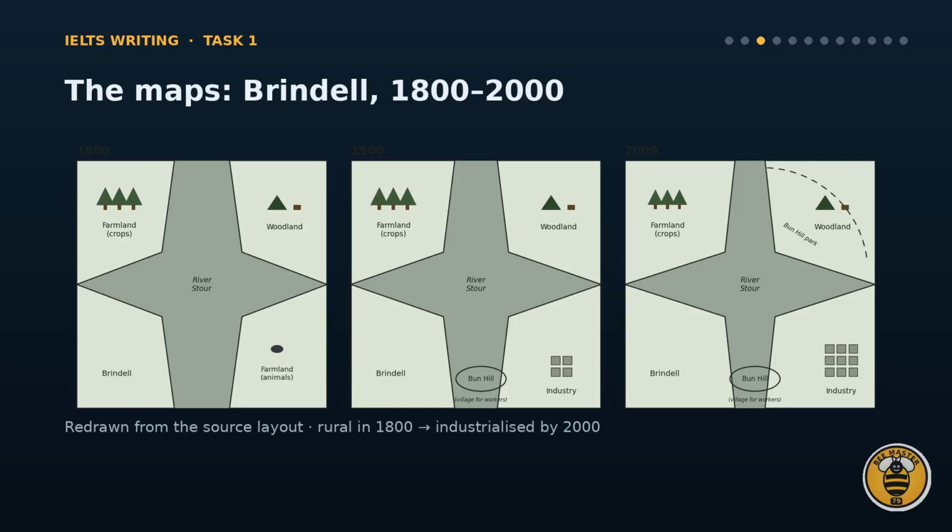By 1900, the animal farmland has gone, replaced by an industrial area and a new workers' village called Bun Hill. By 2000, the industry and the village have both grown, the crop farmland has shrunk, and a new park, Bun Hill Park, has appeared beside the woodland.